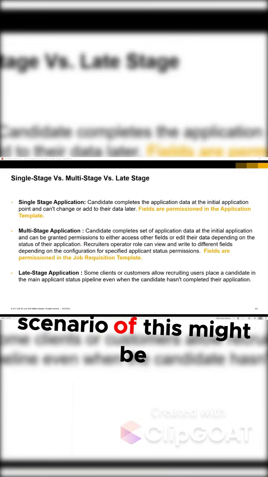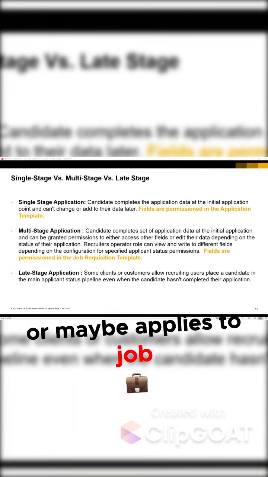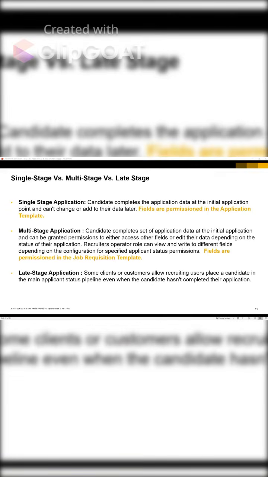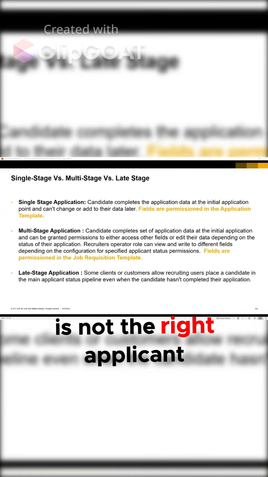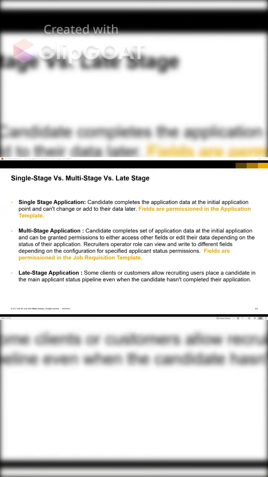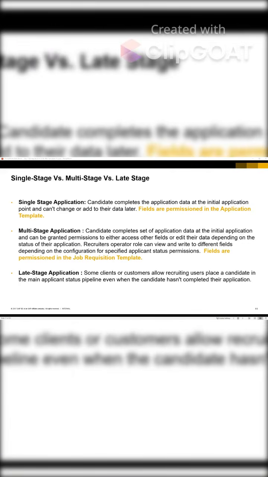A typical scenario of this might be a candidate creates their profile or maybe applies to job A. For whatever reason, the recruiting team may think this person is not the right applicant for job A. So maybe they'll forward this candidate to job requisition B.